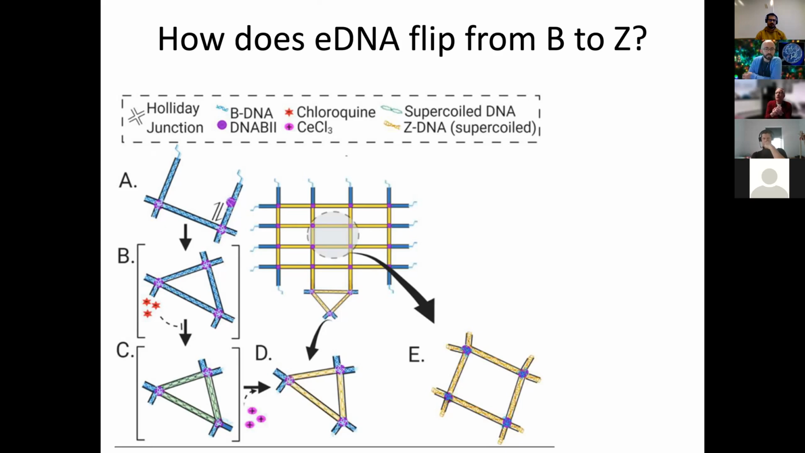We want to do the experiment where we make a DNA origami with DNABII proteins to stabilize it, and ask whether we will in fact lock in Z-DNA and not be able to revert it back to B. This can be done several different ways, but probably with immunofluorescence to start with.